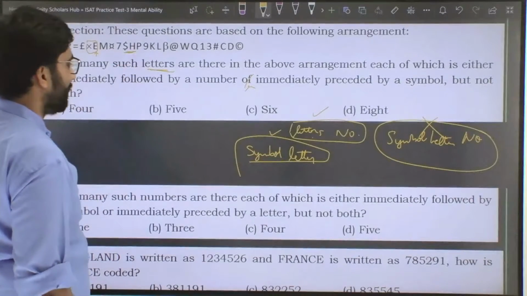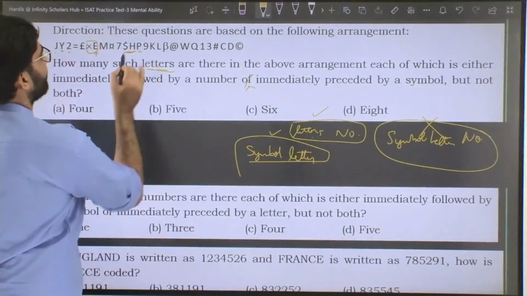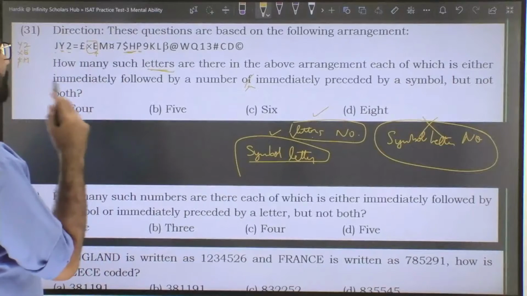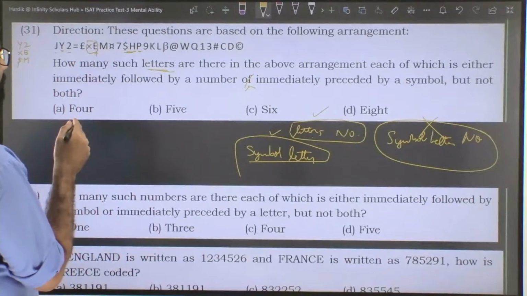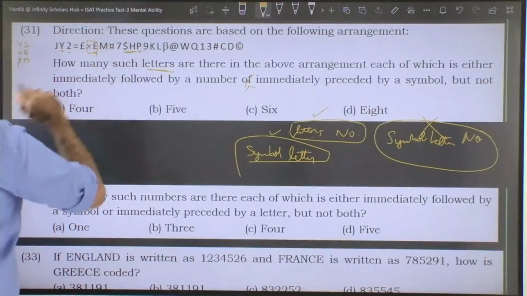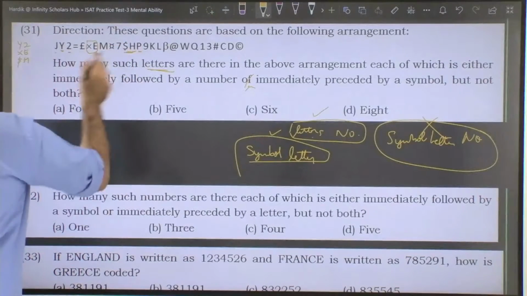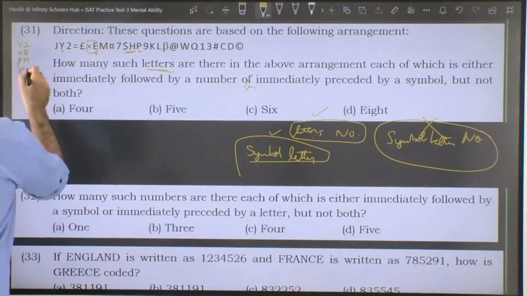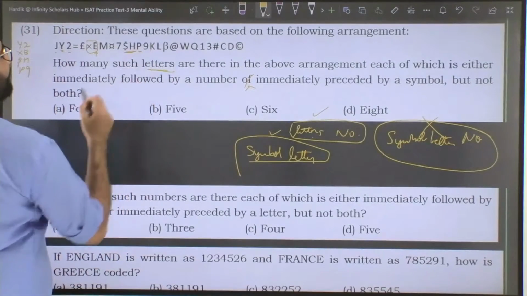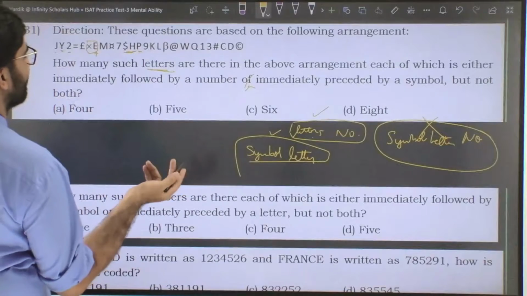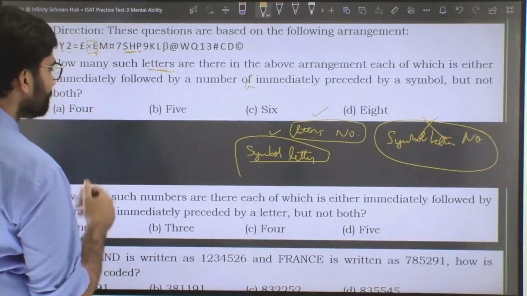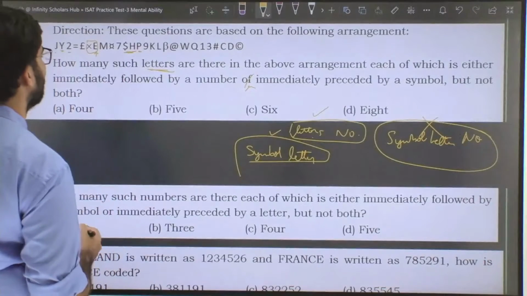Then again, you have to consider this alphabet P. After the letter, you should have a number. Yes, P and 9 is there. But before the letter, there should not be any symbol. Yes, that is also satisfied, because before P, there is a letter. So P and 9, this is one more pair. Then take the next alphabet K. After K, there should be a number, but no, a number is not there. And before K, there should be a symbol, but a symbol is not there.